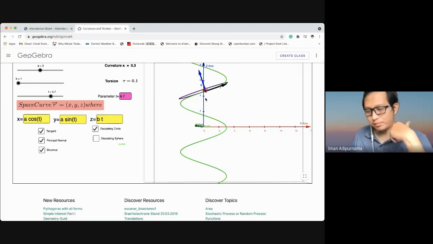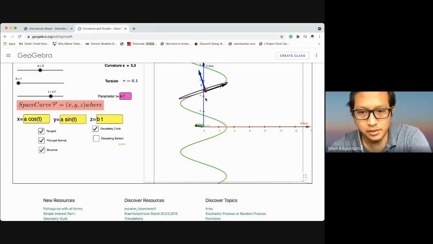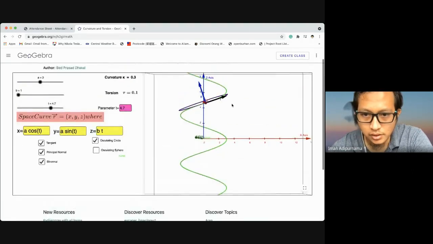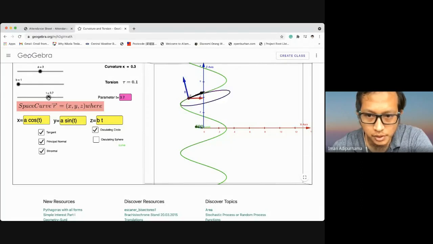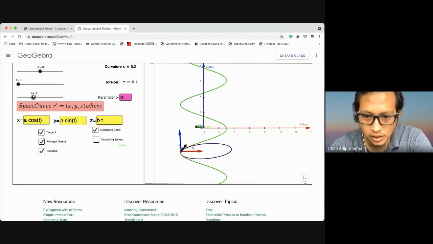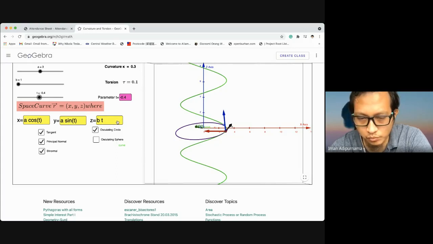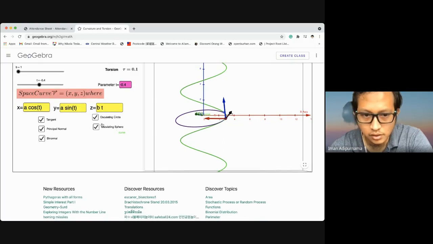Okay, so in this GeoGebra, you can find the torsion and curvature. You will see the graphs, and you can change the parameter. So you will see how the normal, binormal, and the unit tangent vector move around the curve. The curve is just a helix from this cosine and sine, right? And the z is just some constant with t, and you can describe it with the sphere like that.